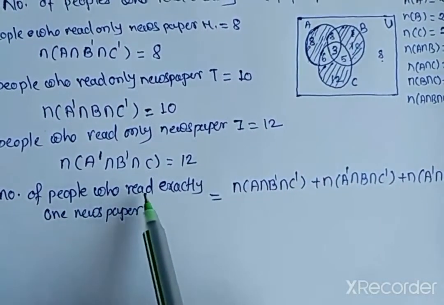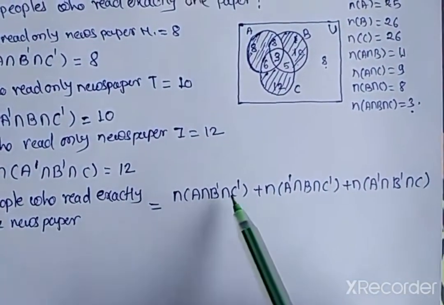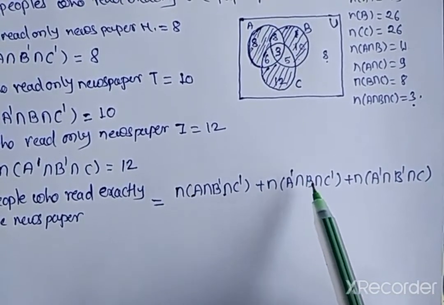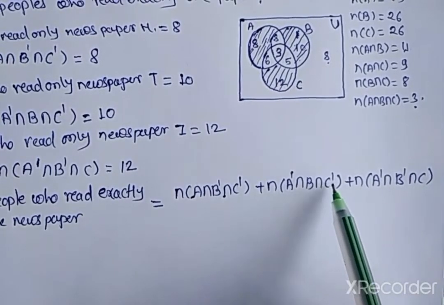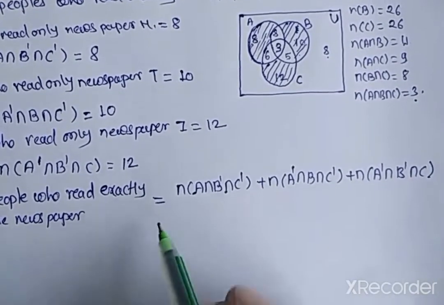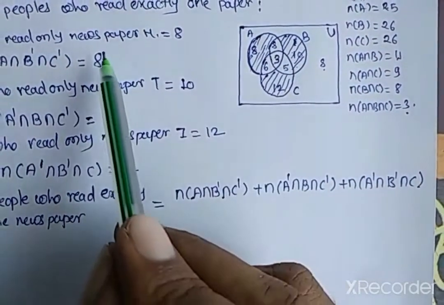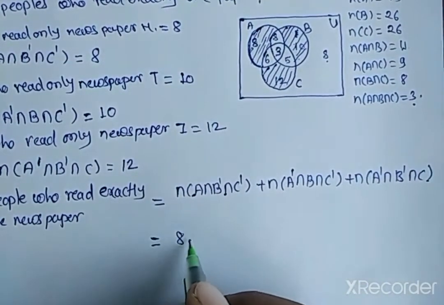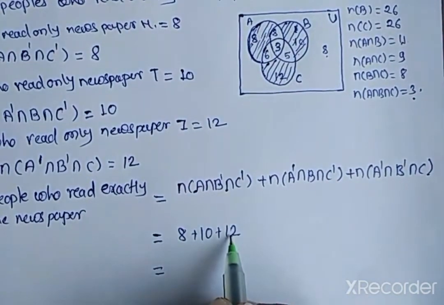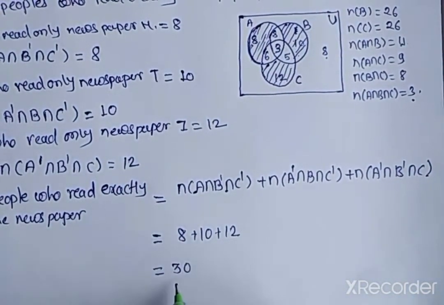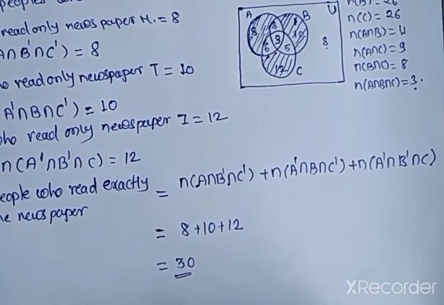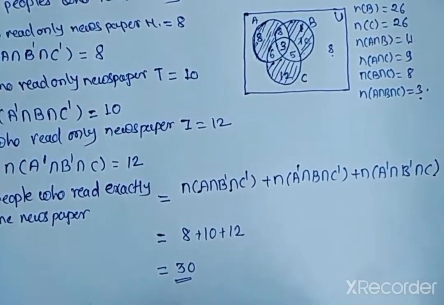the number of people who read exactly one newspaper is equal to n of A intersection B complement intersection C complement plus n of A complement intersection B intersection C complement plus n of A complement intersection B complement intersection C. So here the values are 8 plus 10 plus 12, which is 8 plus 12 is 20 plus 10, which is equal to 30, which is the number of people reading only one newspaper. Okay, which is our required solution.